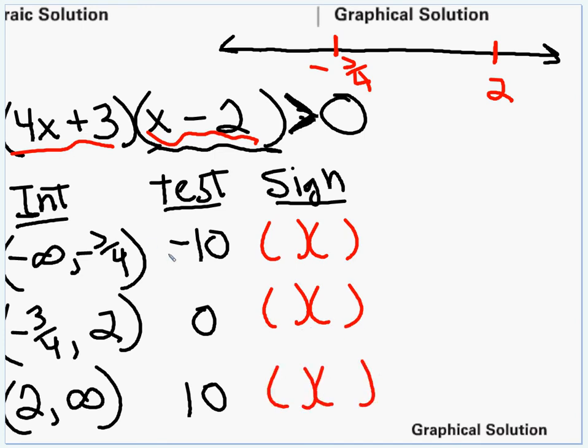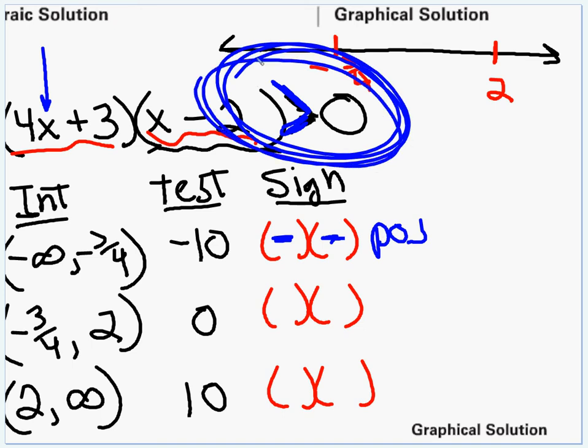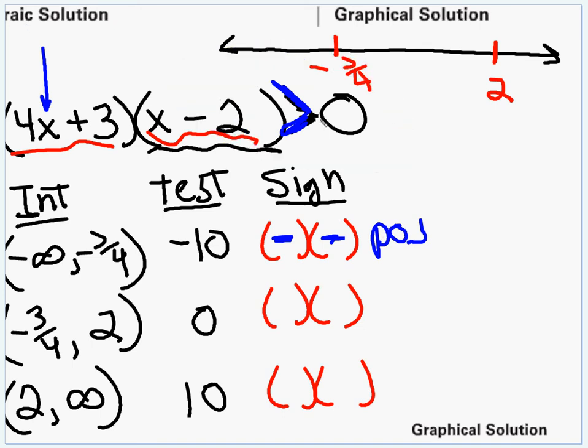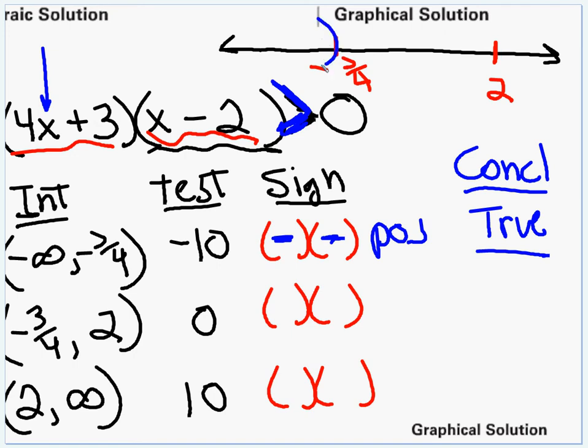All right, first up, negative 10. If I put a negative 10 in for this x, I'll get negative 40 plus 3. That's a negative number. And if I put the negative 10 in for this x, negative 10 minus 2 is also negative. A negative times a negative is positive. And in this case, we are looking for numbers greater than 0. So are positive numbers greater than 0? That would be true. That would be our conclusion. So if we wanted to right now, we could color in the negative infinity to negative 3/4. And since it's strictly greater than, we would use a parenthesis. And we're going to color in that part of the graph.